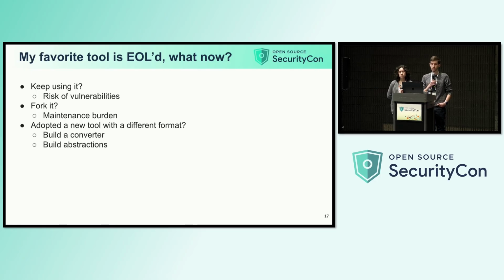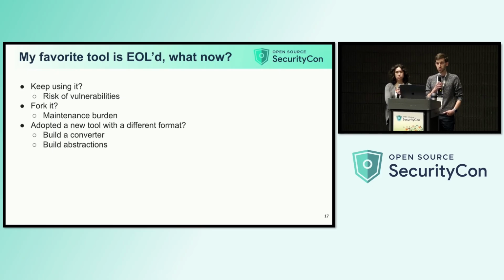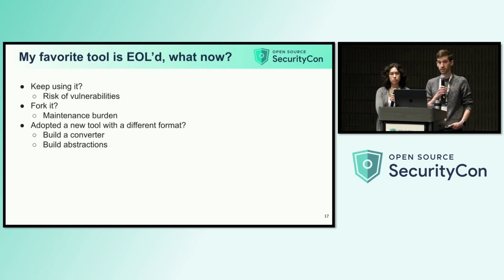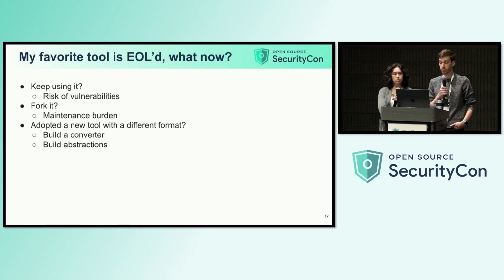Well, one obvious solution is just keep using it. But this, of course, comes with a risk of unpatched vulnerabilities. You could choose to fork it, but now you're taking on a burden around maintenance. So there are two other ideas that we want to present as well, and they'll tie into the rest of this talk. If you had to adopt a new tool that used a different format, what might you do if it can't be seamlessly dropped in? Well, you could build a converter where you're converting inputs and outputs between various tools, or you could build an abstraction, an interface that understands both formats.